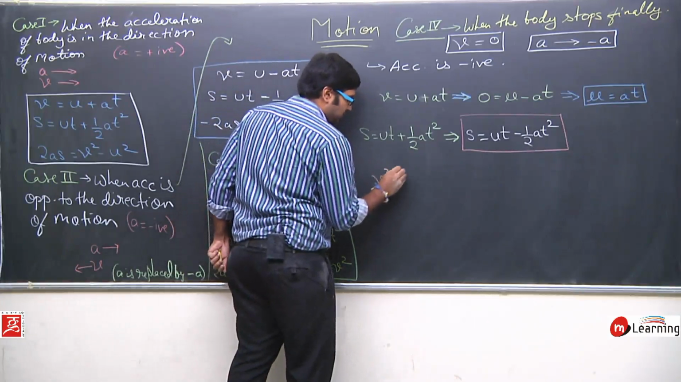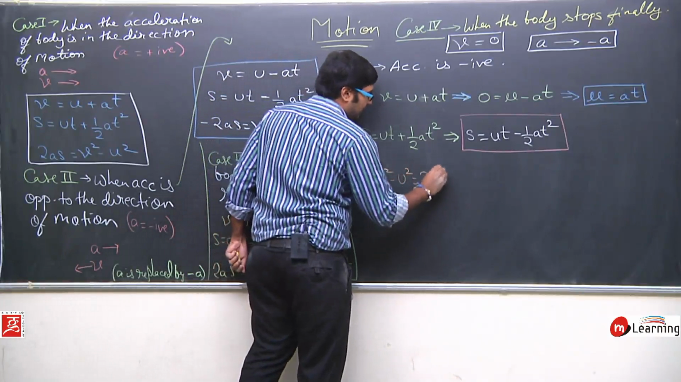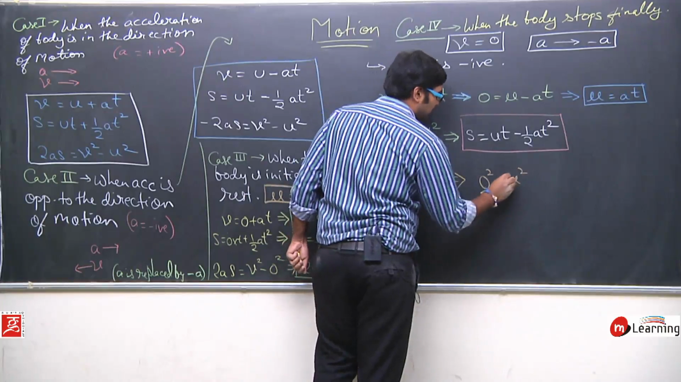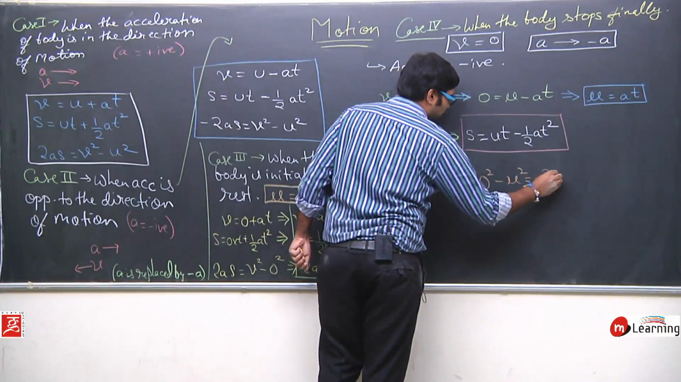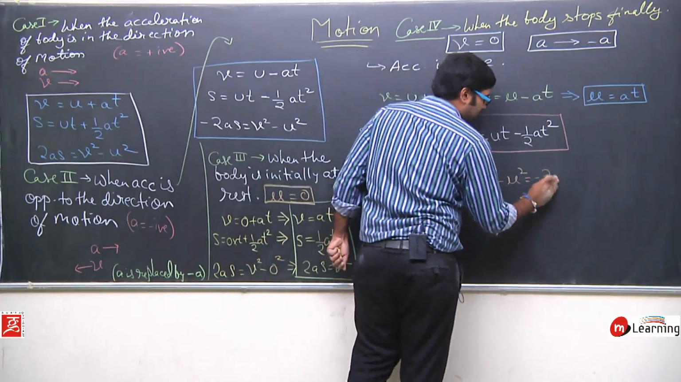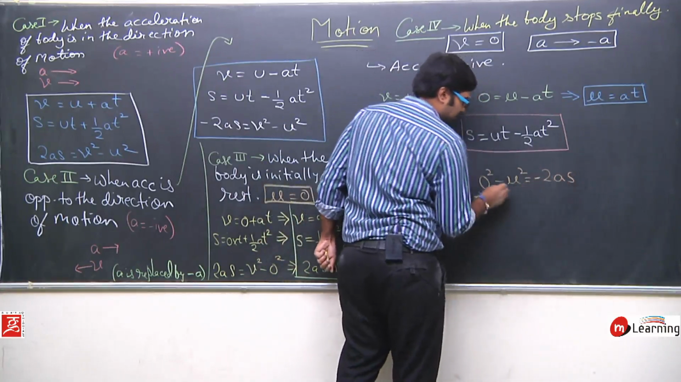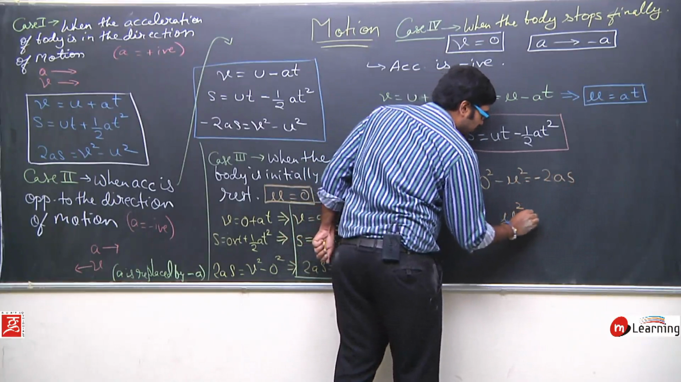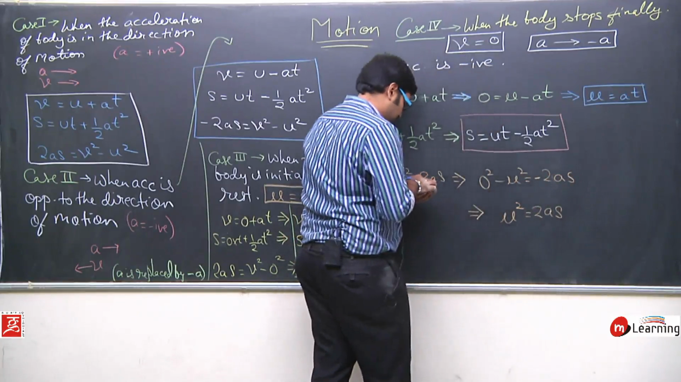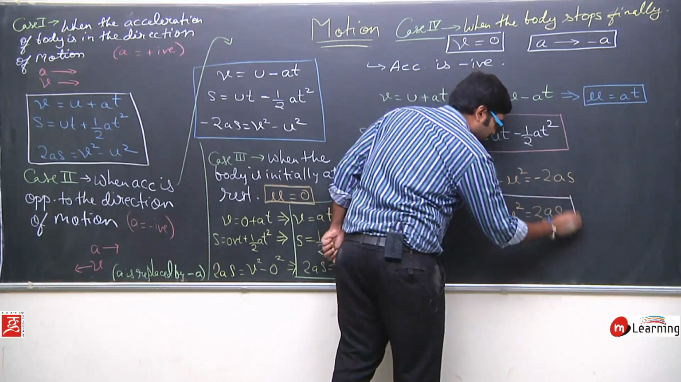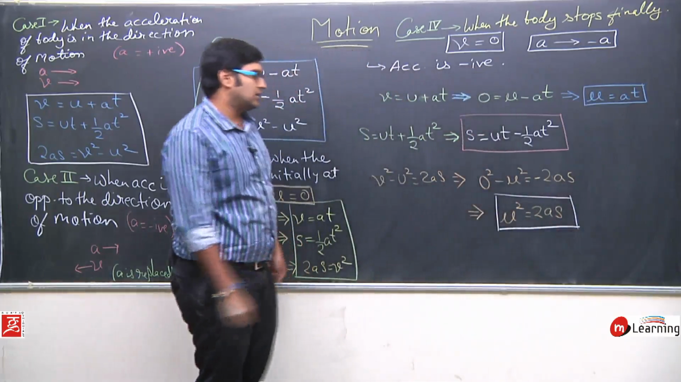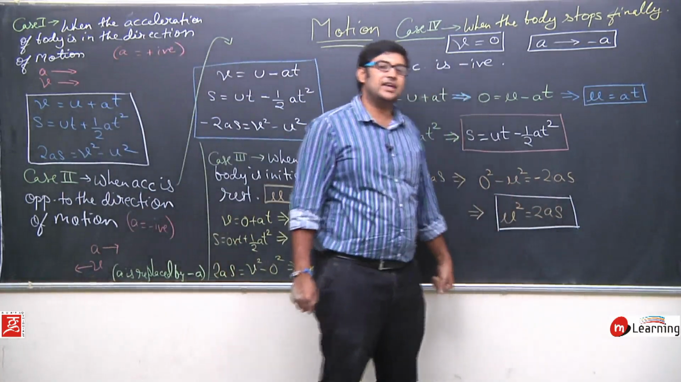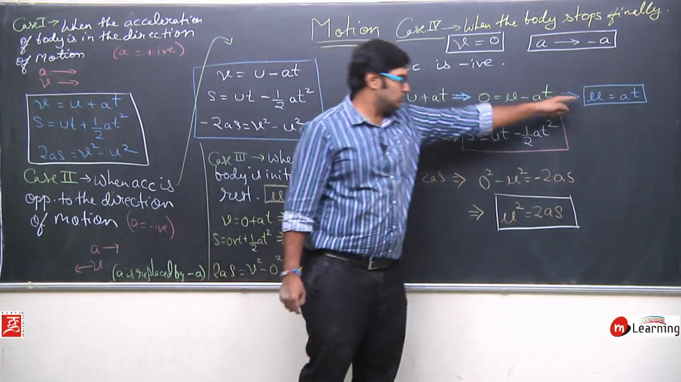The third equation is v² − u² = 2as. In place of v² I can write 0², so 0² − u² = −2as, since a becomes negative. When you solve this, it comes out as u² = 2as, which shows the relation between u², a and s. So the equations change to this form.